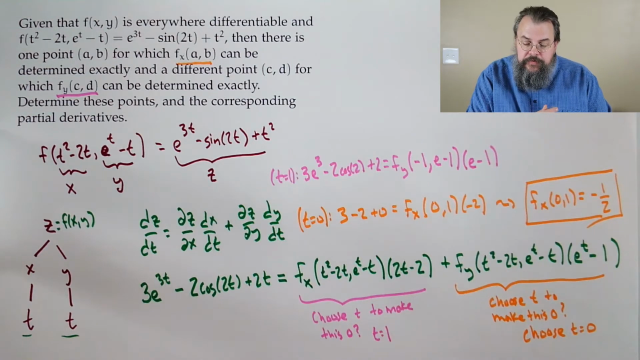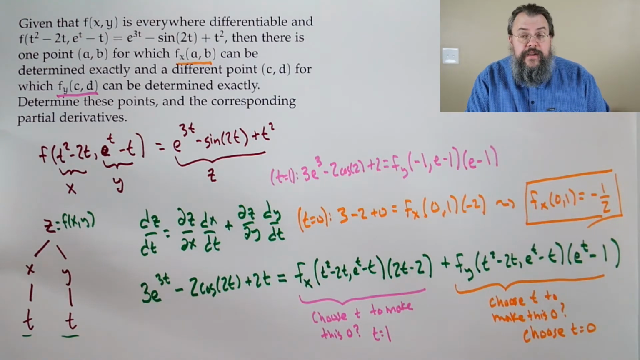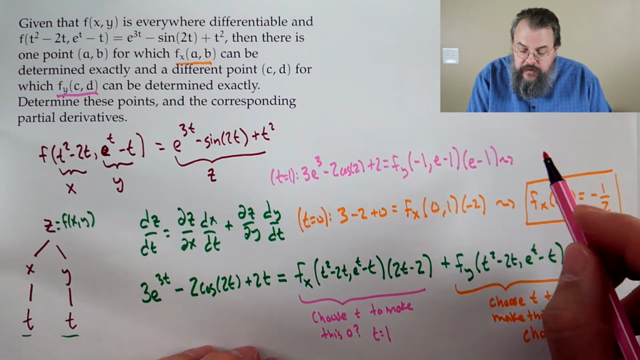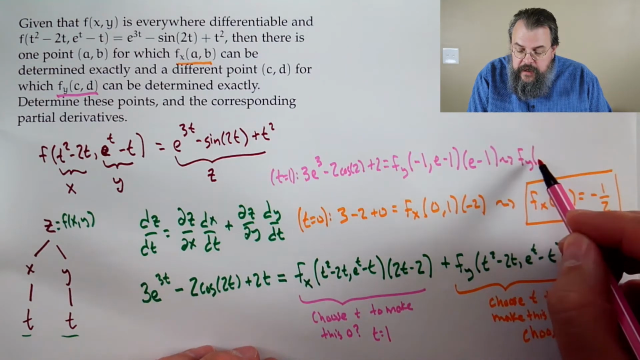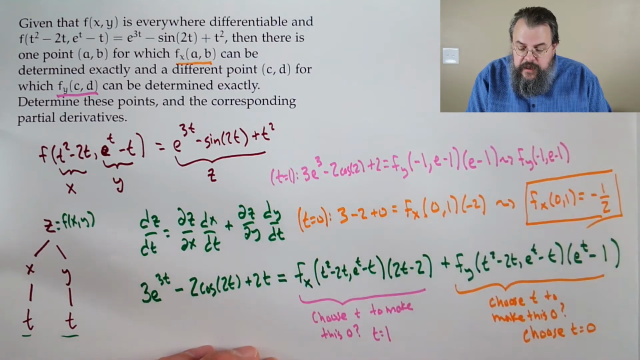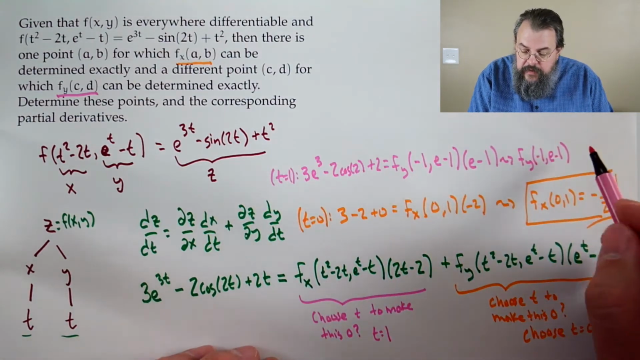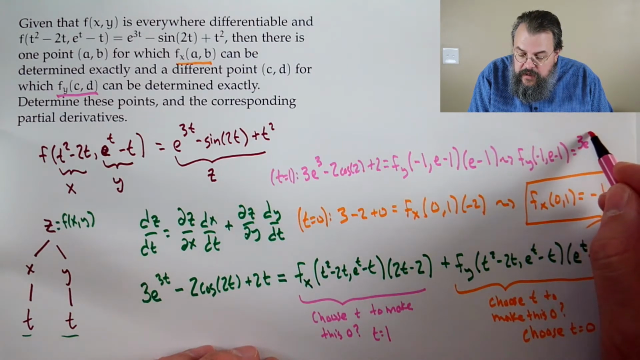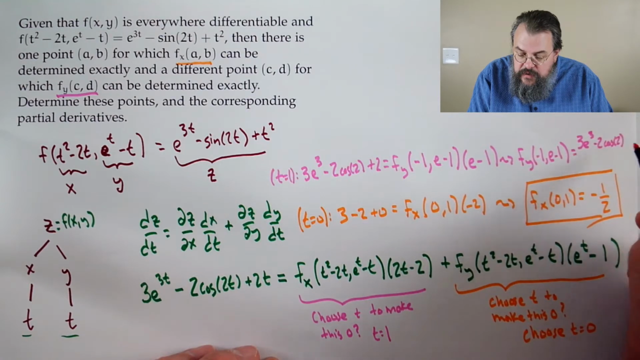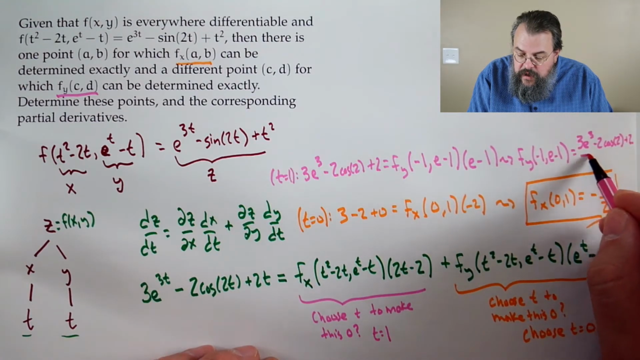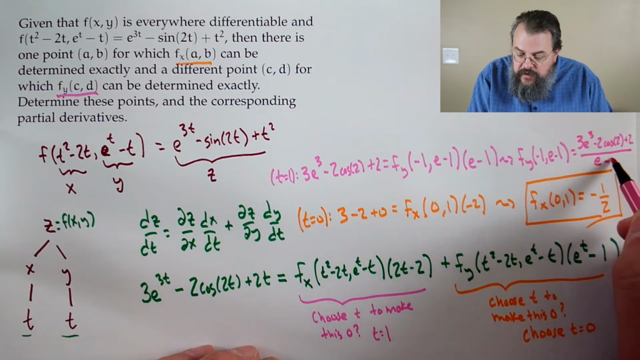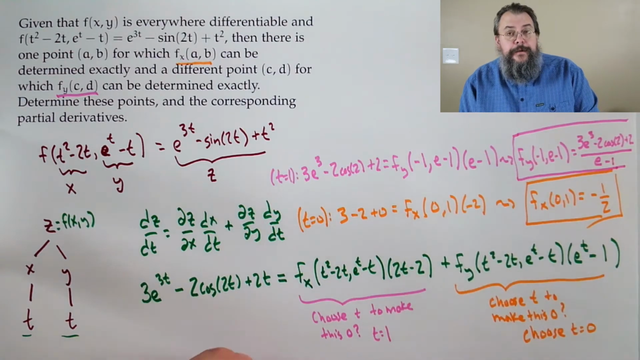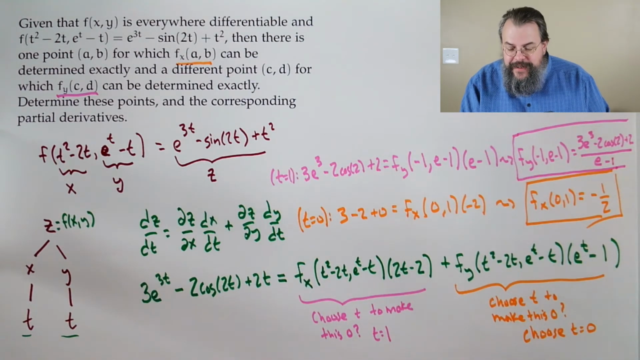Okay, there we go. So, what does that tell us? Well, we can solve: f sub y of minus 1, e minus 1. I just need to divide that across. So we get 3e cubed minus 2 cosine 2 plus 2 all over e minus 1. And there we go. We got it on, just barely, but it's all there.